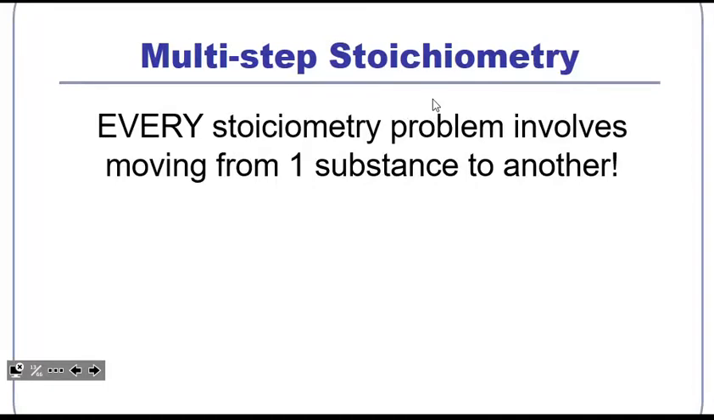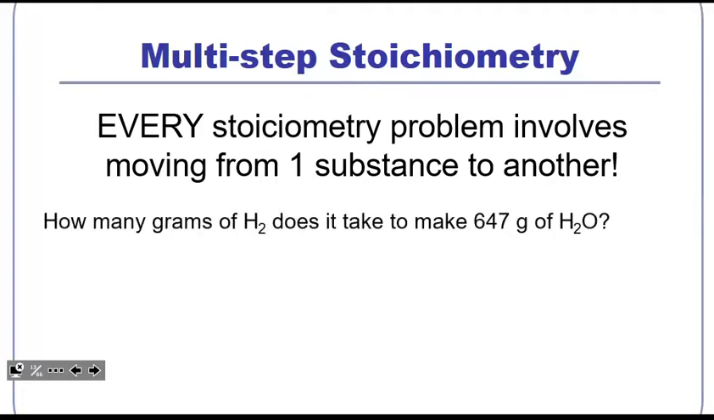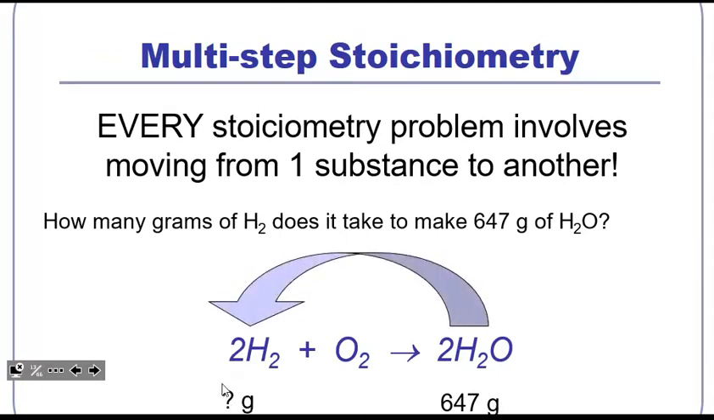All right, on top of page 2, we know that every stoichiometry problem involves moving from one substance to another. So how do I recognize that I'm going from one substance to another? Here's a good example. How many grams of H2, so notice how it's one thing, does it take to make 647 grams of H2O? So I'm going from one substance all the way to a different substance. And when I do that, I have to use the mole ratio. The only way to move from one substance to another is the mole ratio.